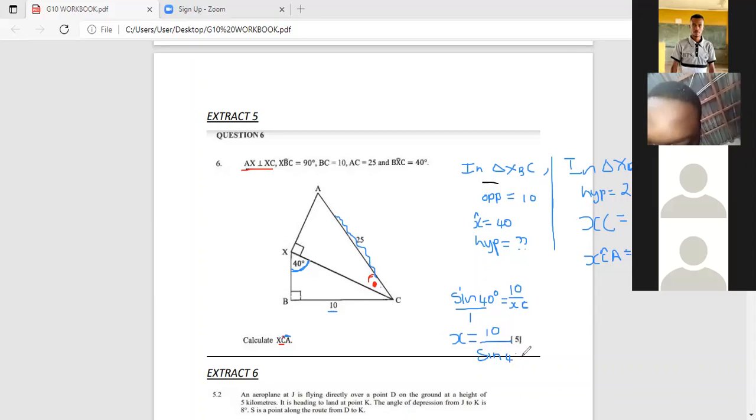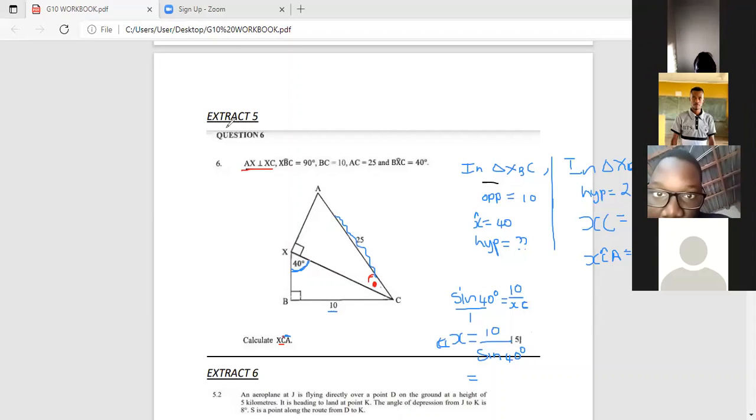Type the answer in the chat box. What is the value of XC? Okay, Lebona, it says it's 15.56. How many of you are getting 15.56? Okay, so what do you want to say? Sir, I wanted to say I got 15.56. 15.56 also. Thank you. Yes.